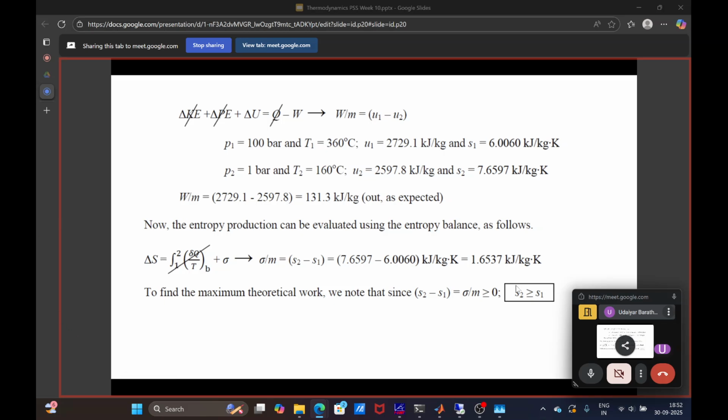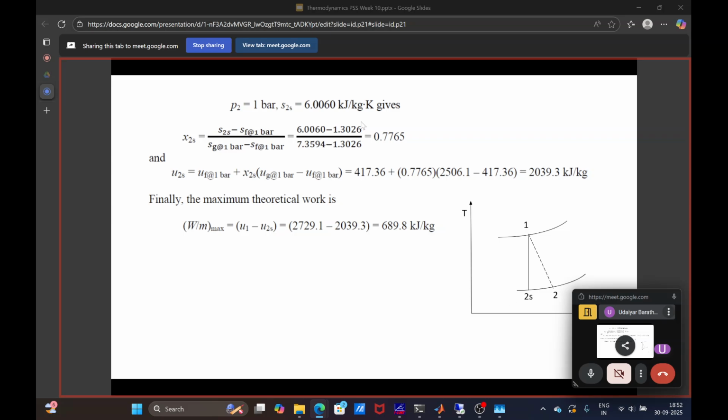So your S2 is equal to S1. For this we find the constant entropy case at 1 bar. S2S is 6.006 kilojoule per kg Kelvin, which is the same as S1, for a final pressure of 1 bar. This lies in the two-phase region. At 1 bar we can compare the entropy, and it lies between the vapor and liquid entropy. So the quality at exit comes out to be 0.7765.